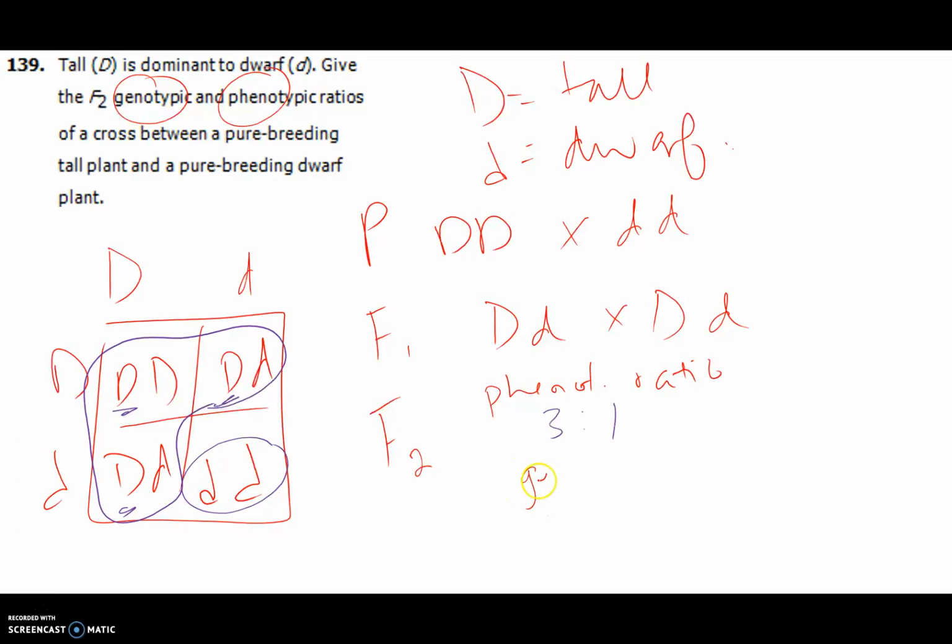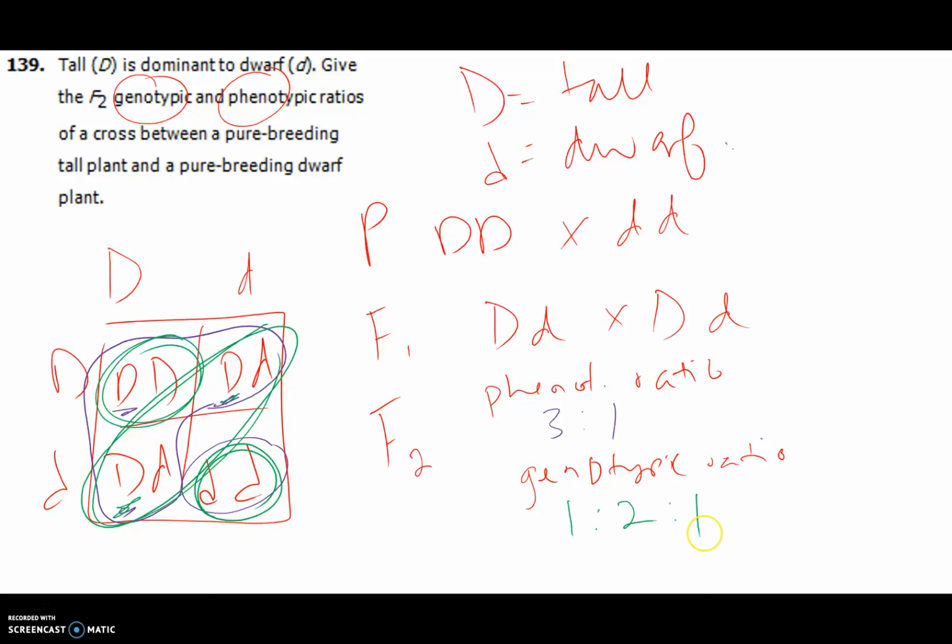Now when I look at my genotypic ratio, I'm going to look at what is the most dominant, meaning 2 dominant alleles. So I have 1 of those. Then the next most dominant is my heterozygote, and I have 2. And then my homozygous recessive, 1. So my answers for this problem, when it's asking me for my genotypic and phenotypic ratios, are here.